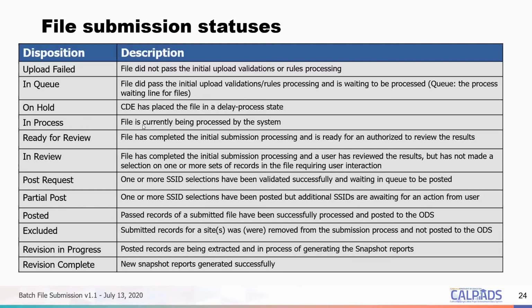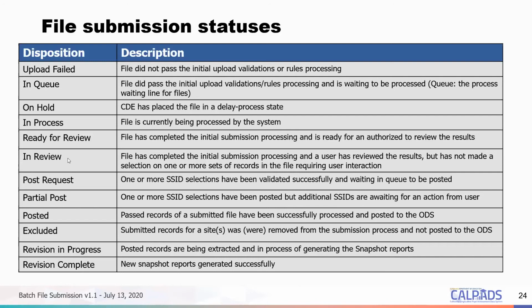So when your file is in process, sometimes you'll miss it because it goes from in queue to in process very quickly. And then ready for review is a common status that you will see after your file has passed all the validations, whether they have successfully passed the validations or validations identified fatal errors, you're going to have a file that's in ready to review status.